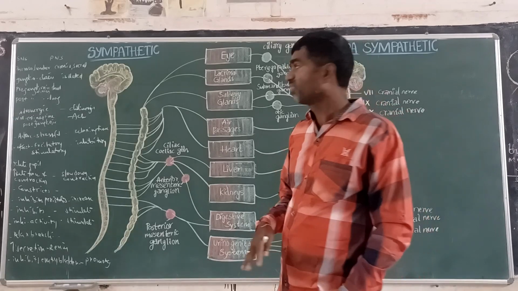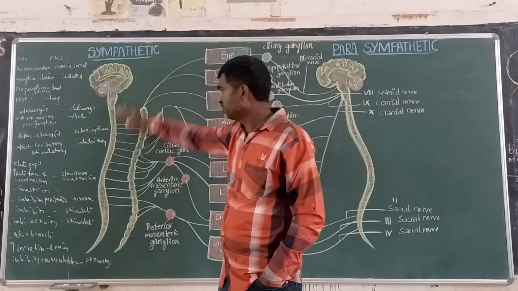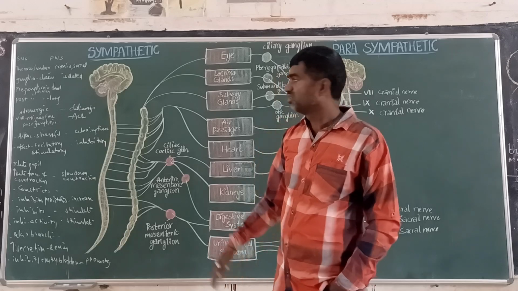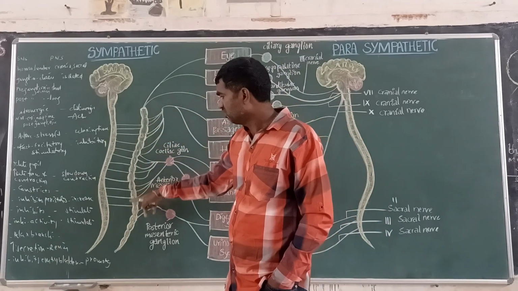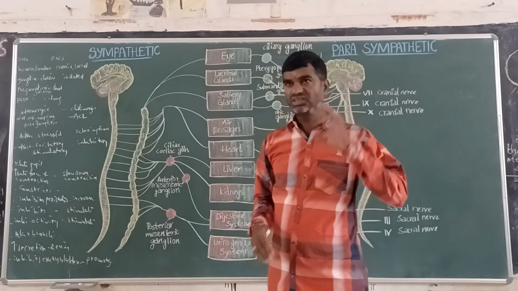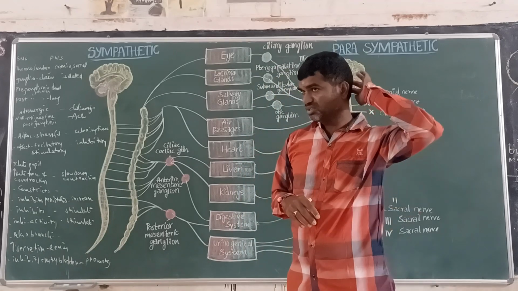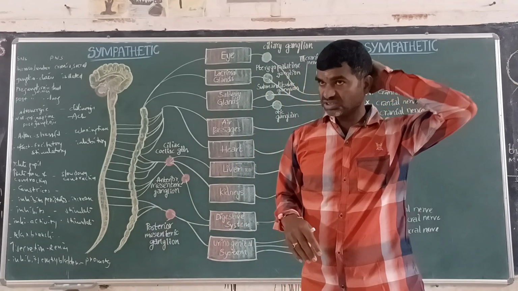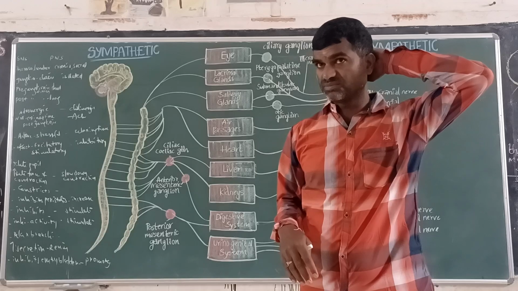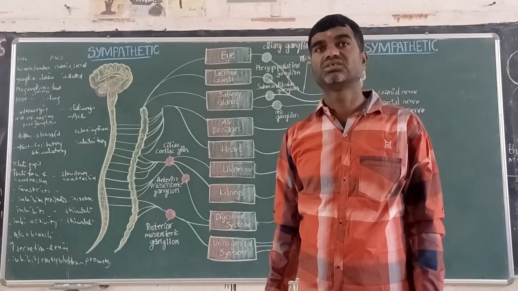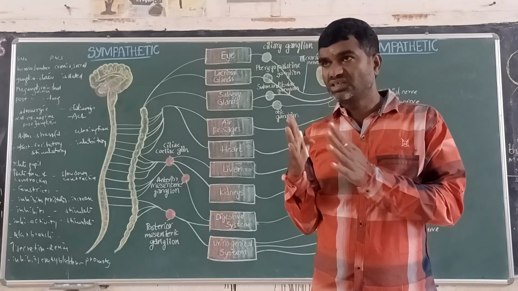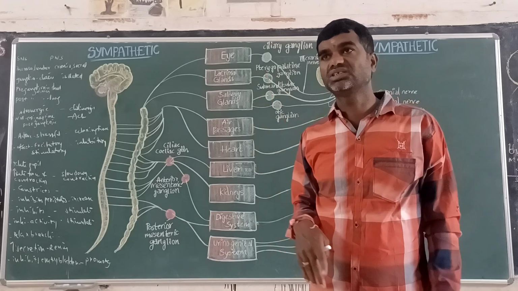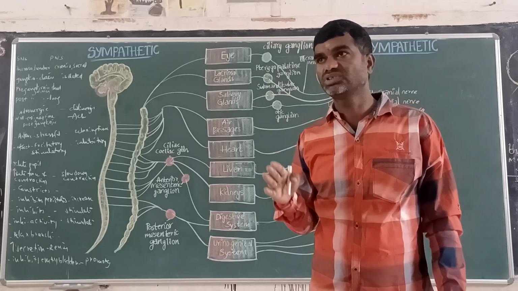Now this is the sympathetic structure, and this is the spinal cord. The sympathetic neurons extend from below the skull region to the pelvis, and the axon terminal ends form a chain-like structure.